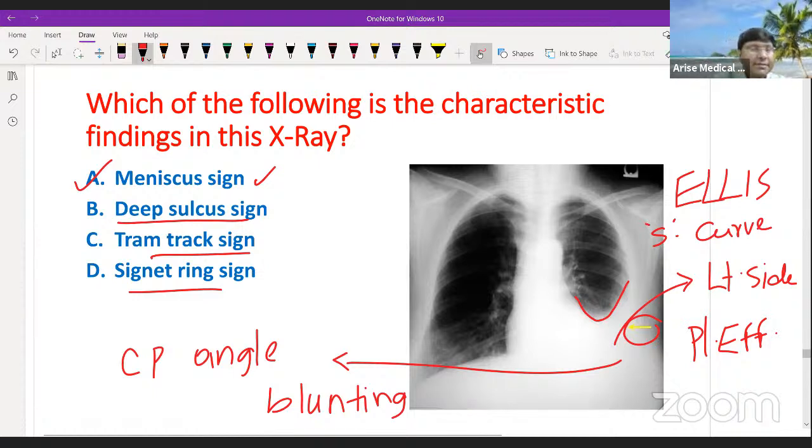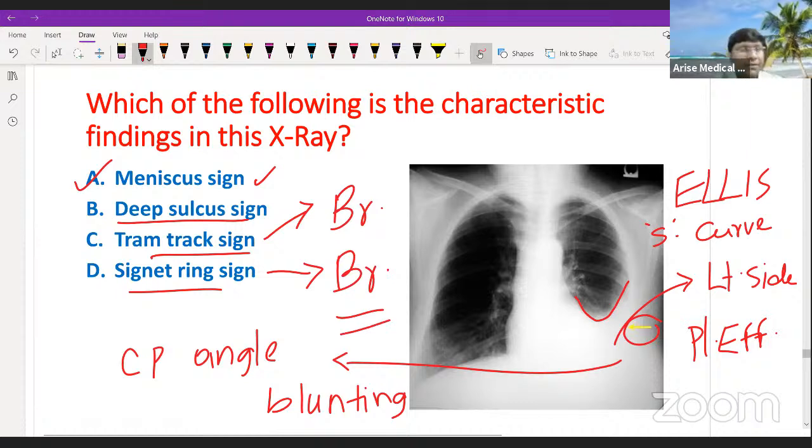Tram track sign, you will see that in patients with bronchiectasis. And where do you have this signet ring sign? Any one of you? Even the signet ring sign is also an HRCT finding in patients with bronchiectasis.